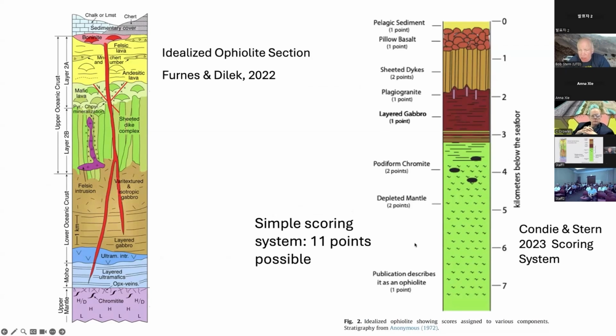So it's an 11-point system. If there's pelagic sediment on top, that's 1 point. If there's pillow basalt, that's 1 point. If there's sheeted dikes, that's 2 points. Some evidence is stronger than others. If there's plagiogranite, that's 1 point. If there's layered gabbro, that's 1 point. If podiform chromite is in there, we give it 2 points. If there's depleted mantle, harzburgite, we give it 2 points. And if the publication describes it as an ophiolite, you get 1 point. So the perfect score is 11. You know, Oman is an 11, but most other ophiolites do not score 11 points.